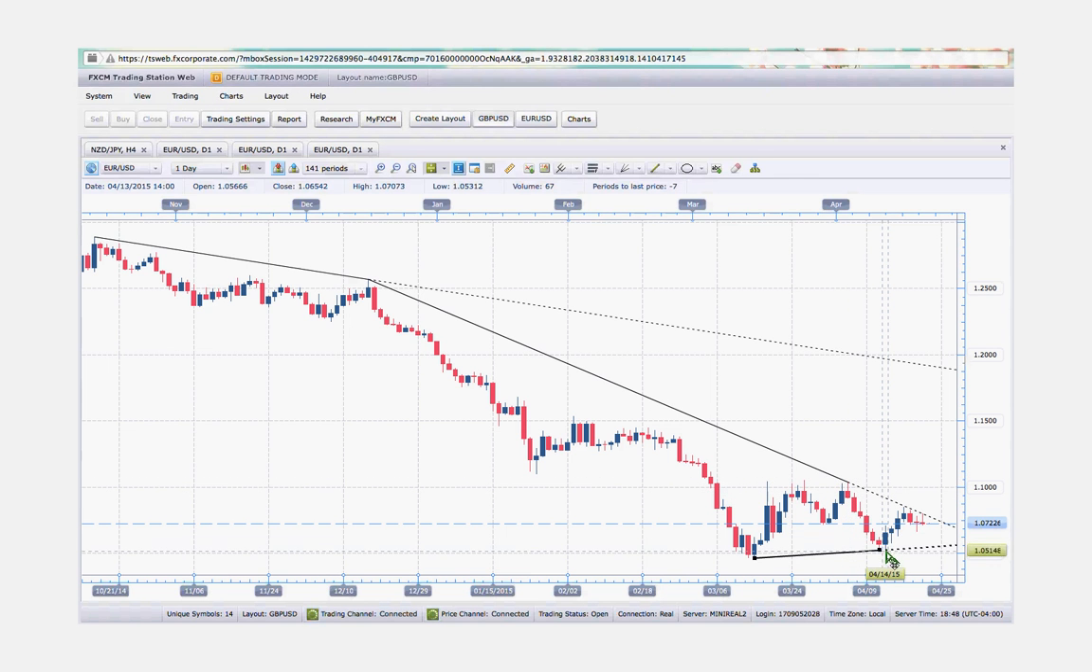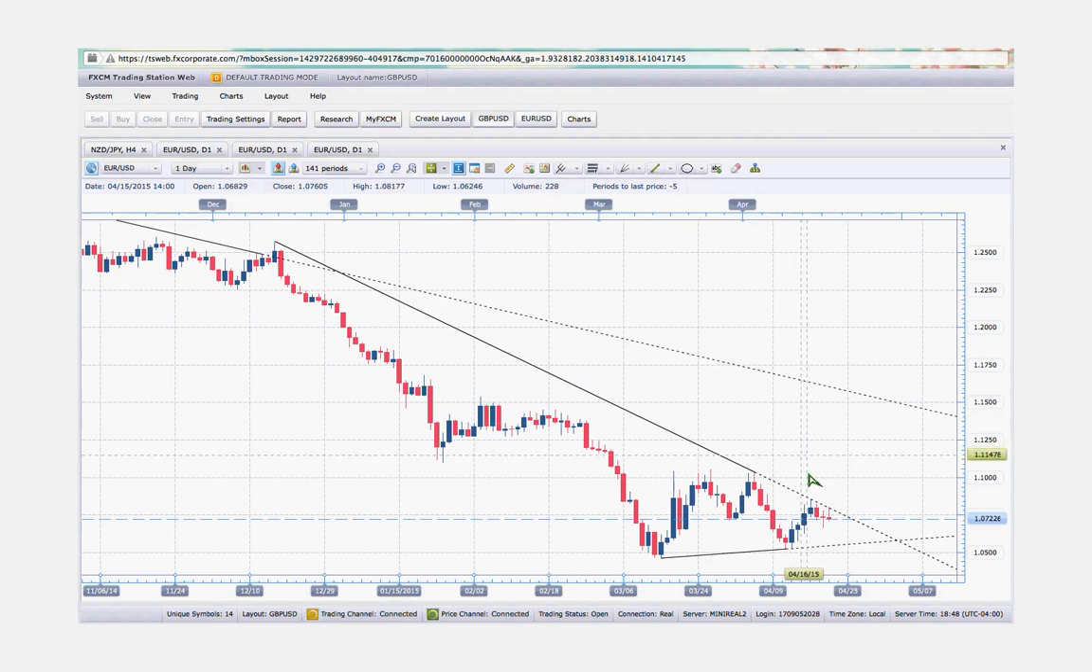But honestly, right now it looks like it's trying to just funnel out and then maybe just continue on to the downside. That's what I would want to say.